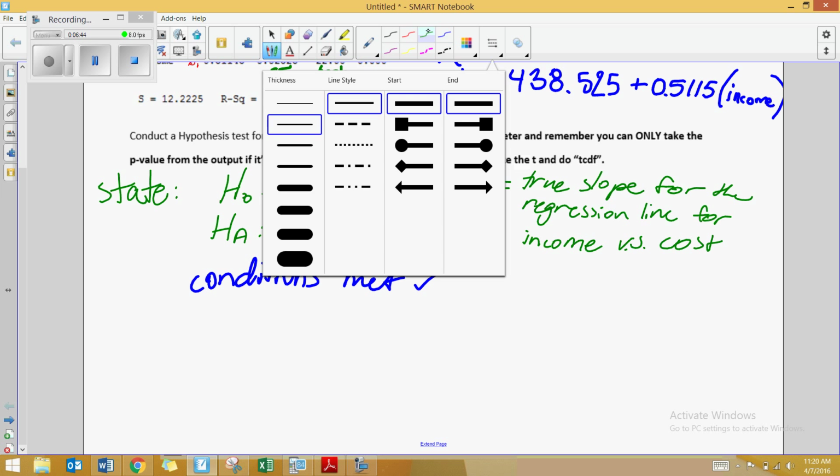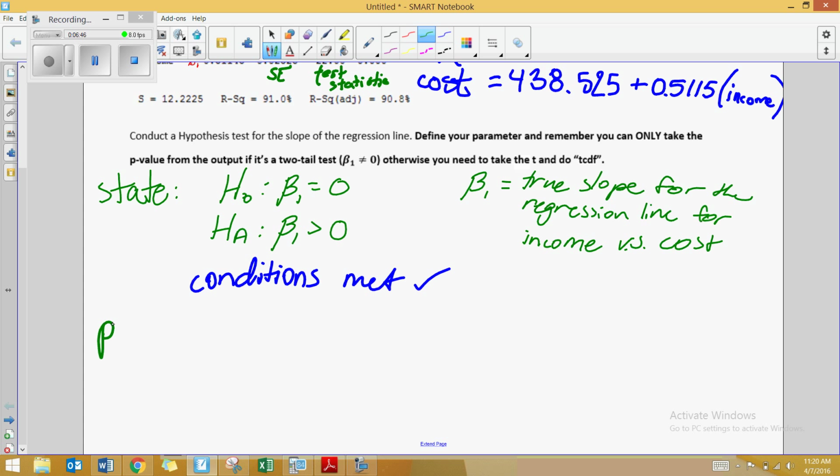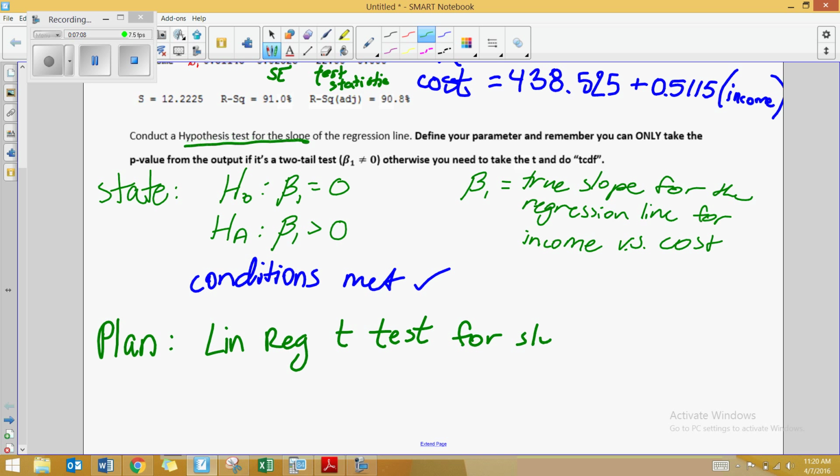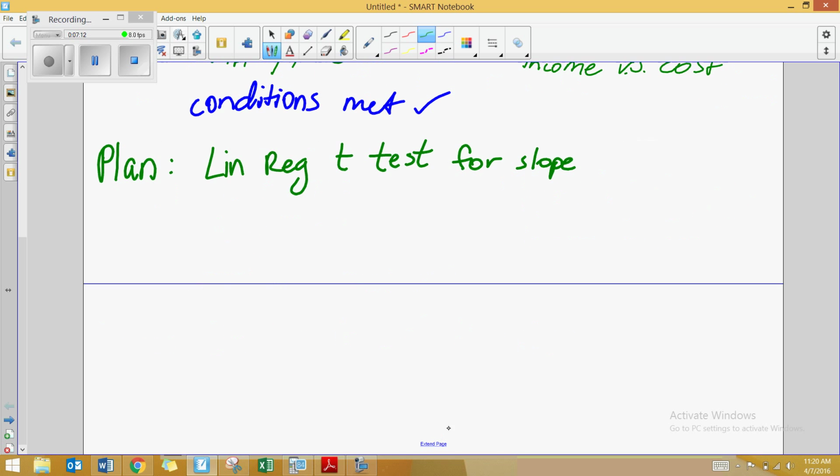And we'll go ahead and move on to the plan step. Okay, so the plan here is to conduct a linear regression hypothesis test for the slope. So this is LinReg t-test. We've got t-tests and t-intervals. And I'll go ahead and specify that it's for slope, even though it almost always is for slope.